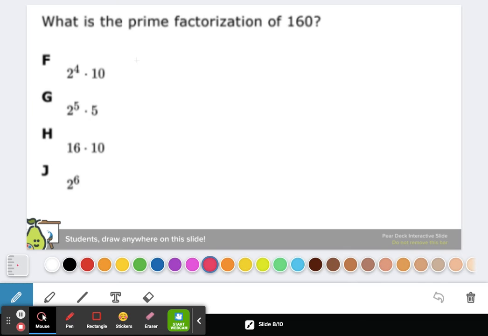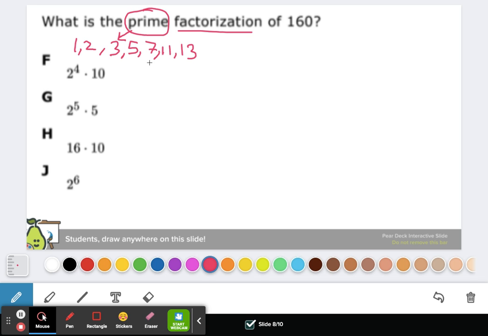So for this one, it says, what is the prime factorization of 160? So again, it's talking about prime numbers, and prime factorization means I need to make a factor tree. Okay, so I'm going to write my list of prime numbers right here. So I know I have 1, 2, 3, 5, 7, 11, and 13. Okay, so these are all the numbers that I am looking for to circle.